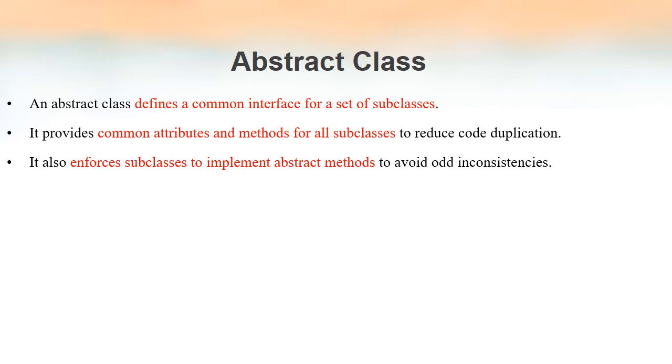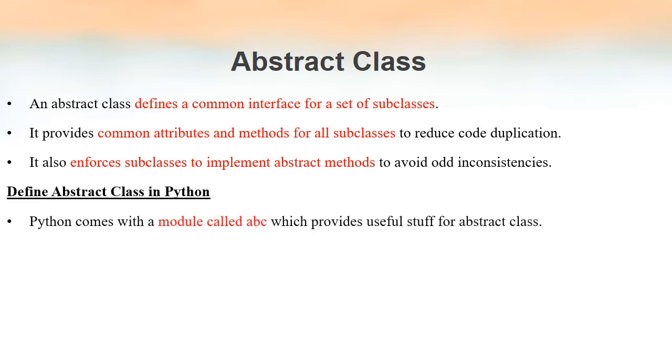That means it is compulsory that all the child classes must provide the implementation for the abstract methods inside the abstract class. If these classes are inheriting an abstract class, then the child class must provide the implementation of the abstract methods inside the abstract class. Now, how to define an abstract class in Python?